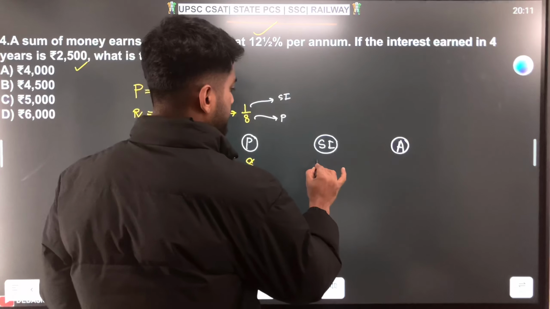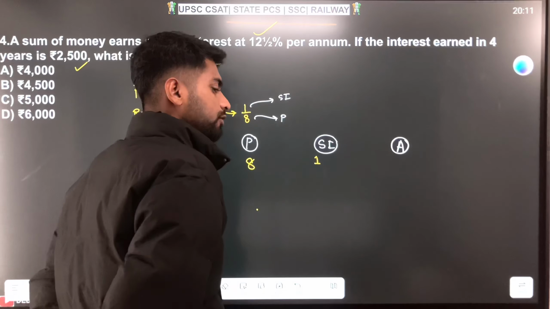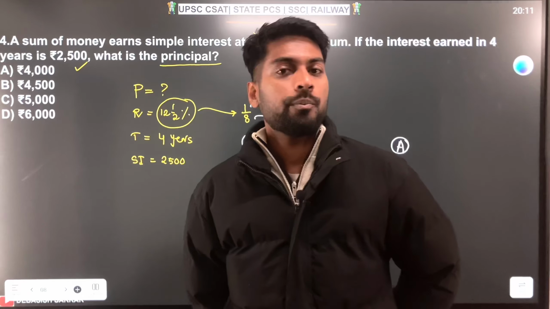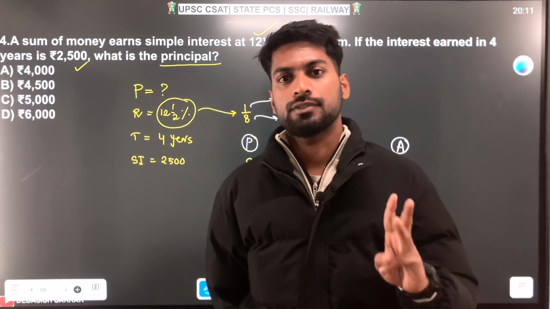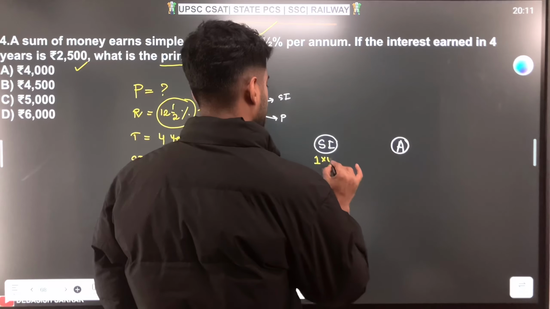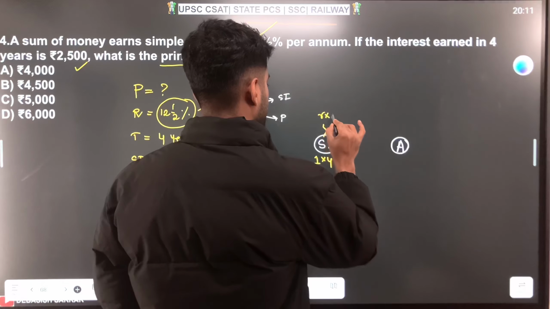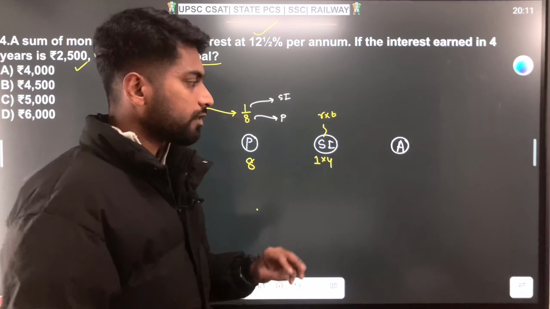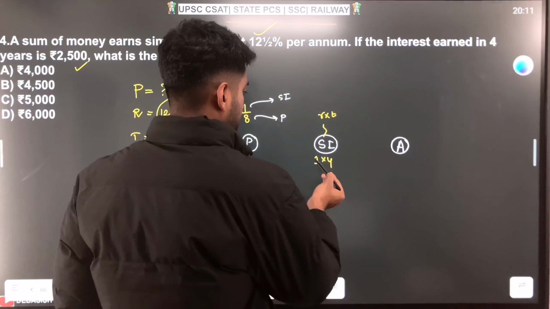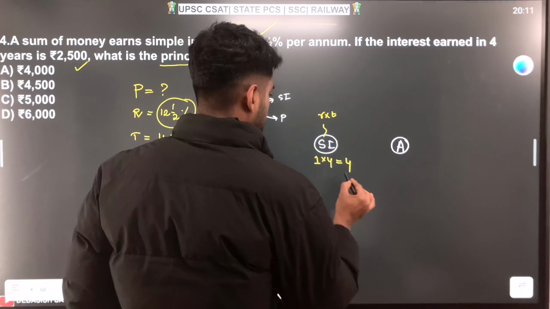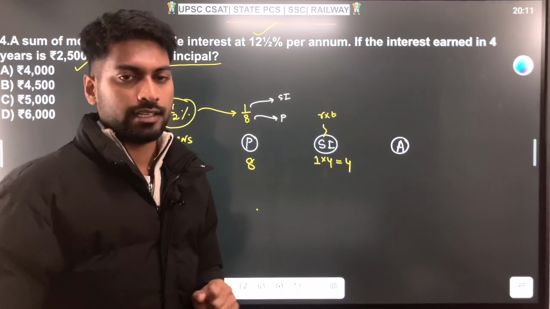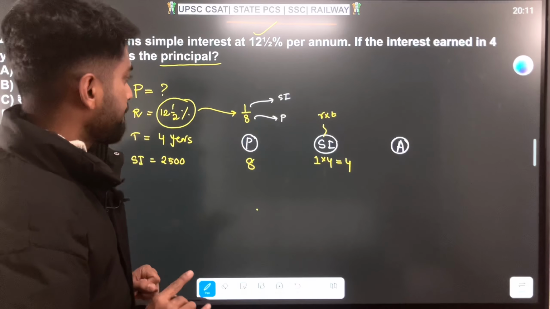SI is 1 rupee. If you are taking 8 rupees, you have to pay 1 rupee as simple interest. But we are taking money for 4 years, so you have to multiply 4 here. Okay, because SI means always remember R into T. चलो. So 1 into 4. ठीक है? अब देखो, 8 and 1 into 4, it means 4 rupees. So our principal is 8 and our SI is 4.